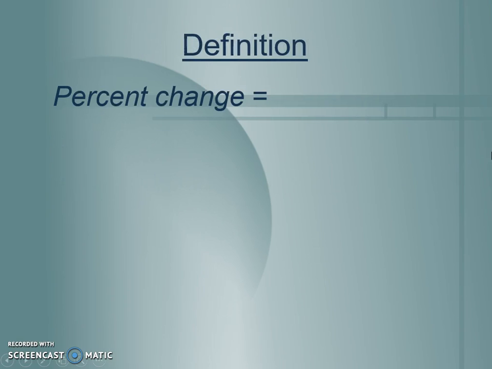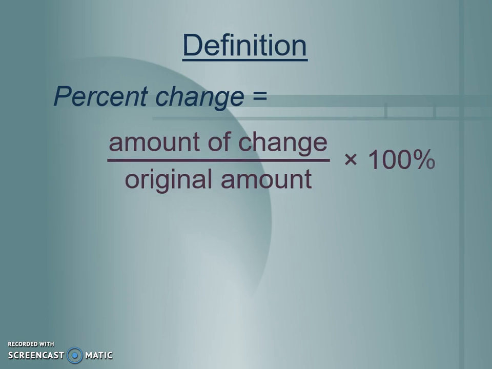So, for this lesson, we need to know about percent change, and there is a formula for it, so go ahead and write it down. It's important to know percent change equals the amount of change divided by the original amount, and then we have to multiply it by 100% so that we can give our answer as a percent.